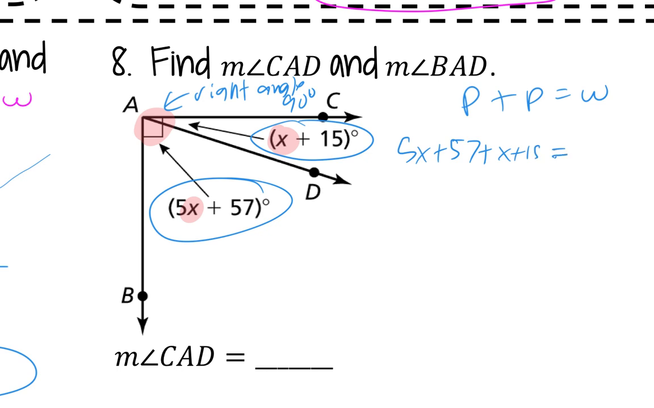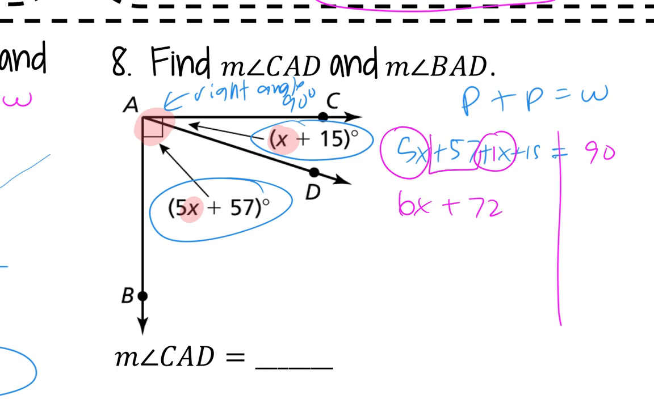What did we say the whole thing is? That's right. We said the whole thing is 90. Right? So now let's combine our like terms. So what do we get when we combine? Okay, the first thing you should have gotten was 6x, right? Because we have 5x plus that 1x. That would have given us 6x. All right, next, what do we have? That's right, we should have gotten plus 72 because we have 57 and 15. That gives us 72. Equals 90, right?